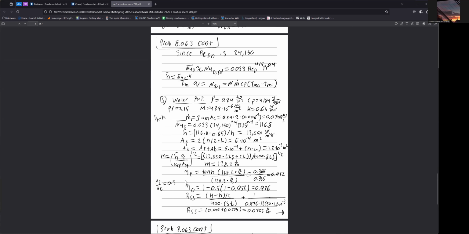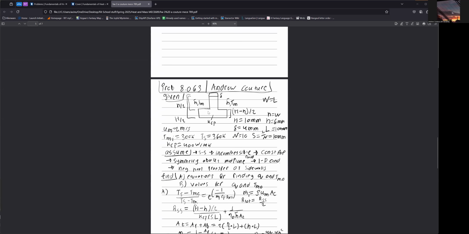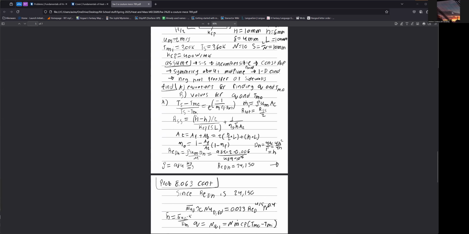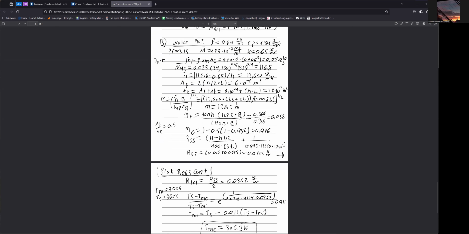And then this allows us to get the fin efficiency, which is tanh of M times H over 2. Remember that H is up here. H is 6 millimeters. And then that result is 0.952 or 95.2% efficiency. Now for the total efficiency, it's 1 minus half of 1 minus the fin efficiency, which is 0.976 or 97.6% efficiency.